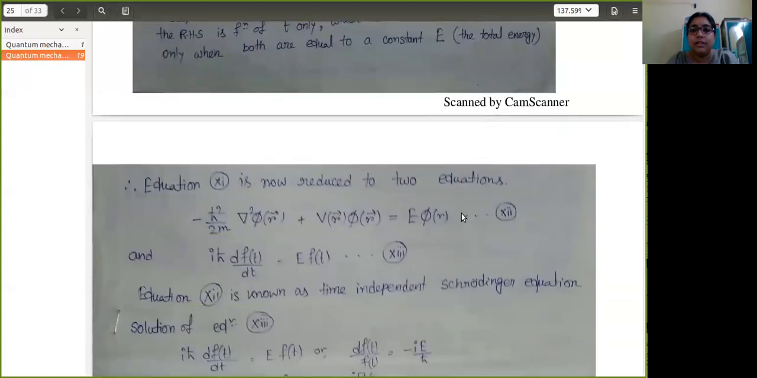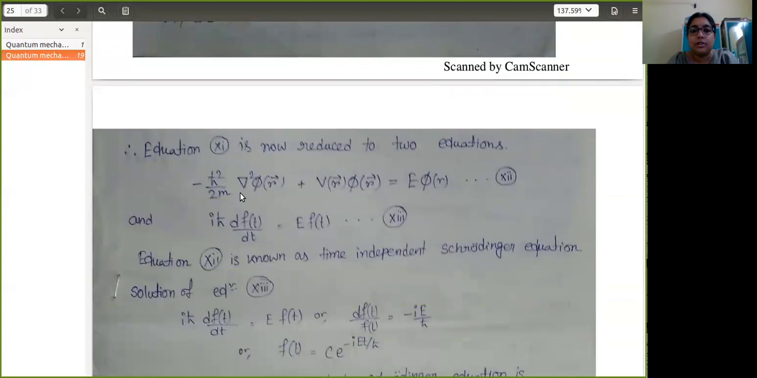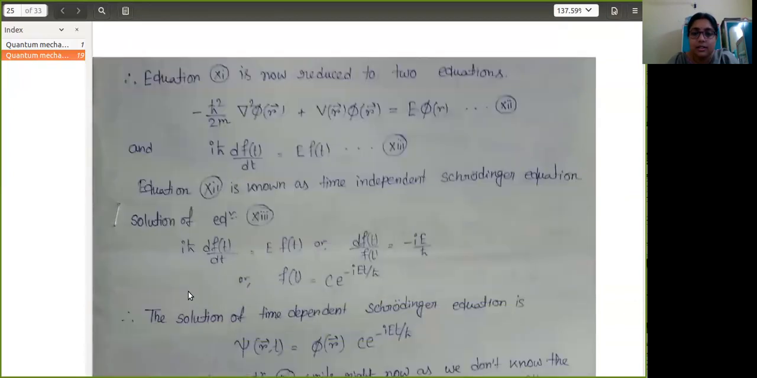So equation 11 reduces to minus ħ² by 2m Laplacian φ(r) plus V into φ(r) equals E into φ(r). And the second one, the time equation, reduces to iħ df/dt equals E into f(t). Equation 12 is known as the time independent Schrodinger equation. Now the solution of equation 13 is very easy. You can do the solution on your own.